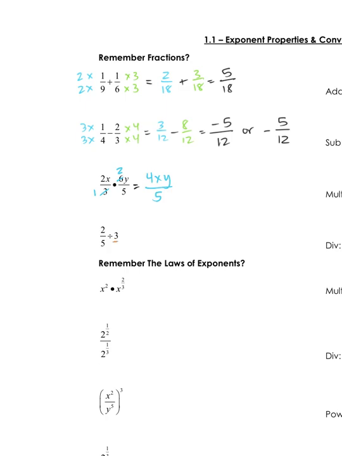For division, this 3 is going to be 3 over 1. We're going to need that for when we flip our fraction. So we are going to keep the first fraction. We are going to change the sign of the fraction and then flip the second one. And now this is a multiplication problem, so we can multiply straight across. 2 times 1 gives me 2. 5 times 3 gives me 15.